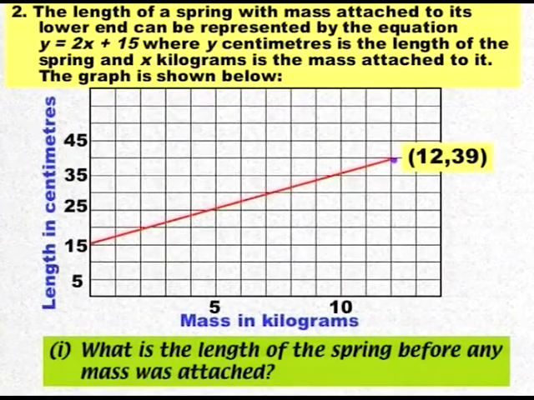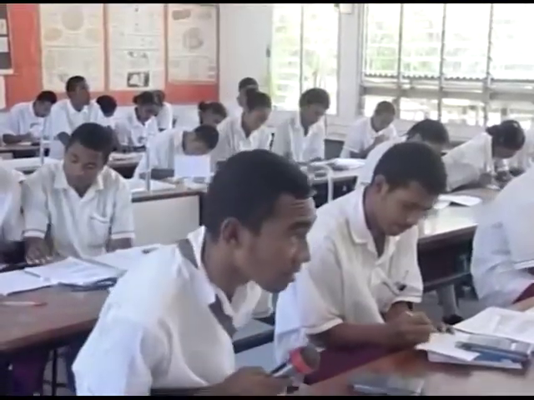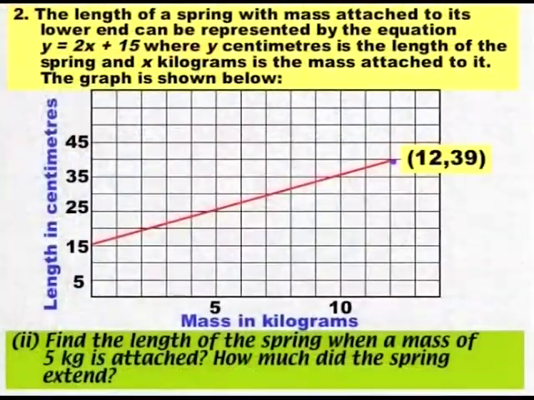Okay, we'll just look at the first two questions on that graph. First one is, what is the length of the spring before any mass is attached? Taumaku. What is the length of the spring before any mass was attached to the spring? 15 centimeters.